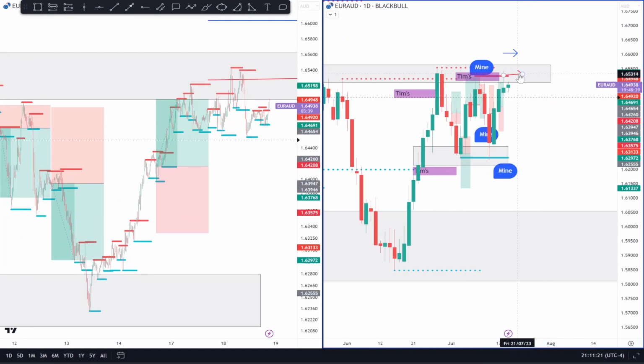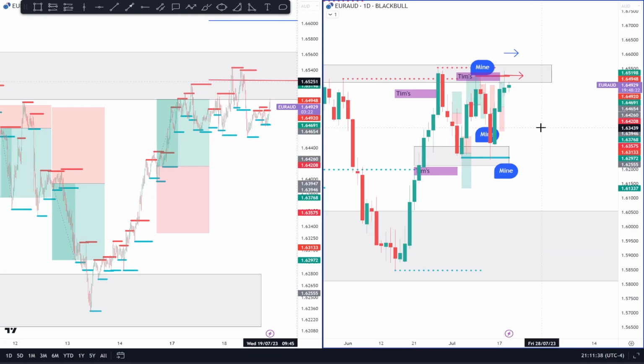Euro AUD, we have a sell which hasn't really moved yet. There's nothing really to do. I'm going to delete this alert. Right now it's just pausing at this level, not showing a bounce, not showing a break, just complete indecision.